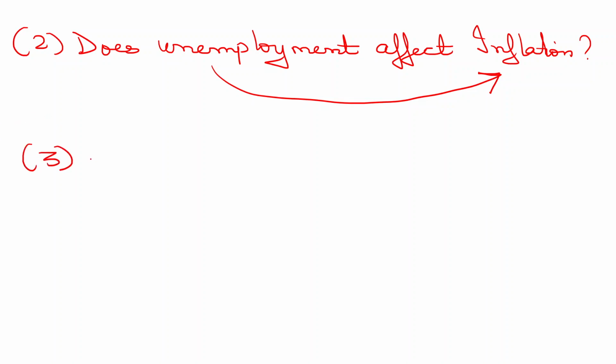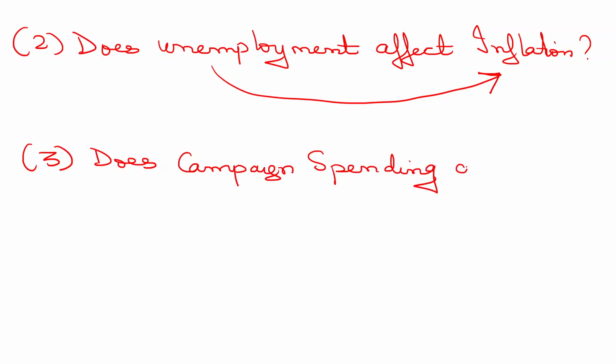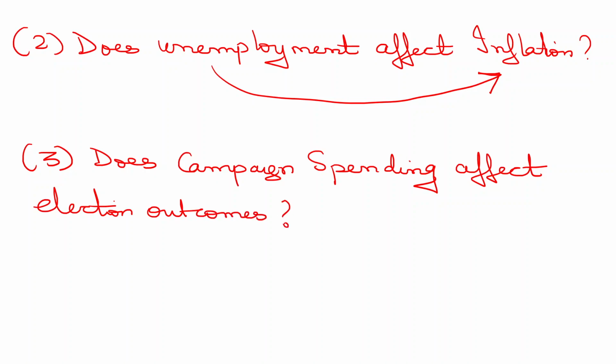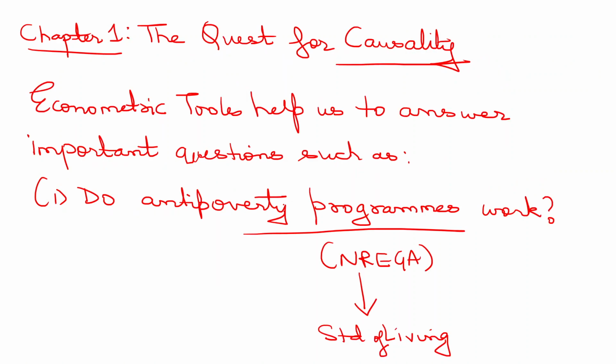Third, does campaign spending affect election outcomes? So these are some of the questions that we wish to answer through the tools of econometrics. In all these questions, as you can see, we are basically trying to establish a causal link from one variable to the other variable. That's basically the objective of econometrics, to help us establish causality.